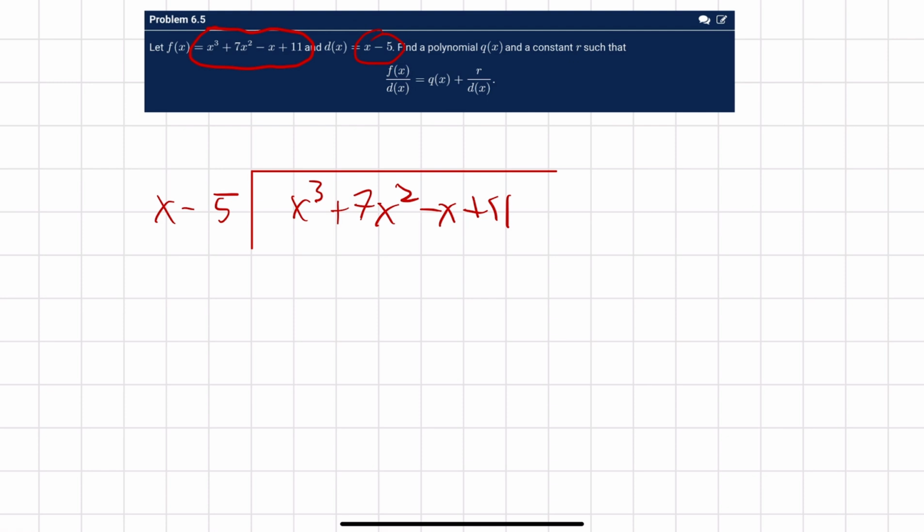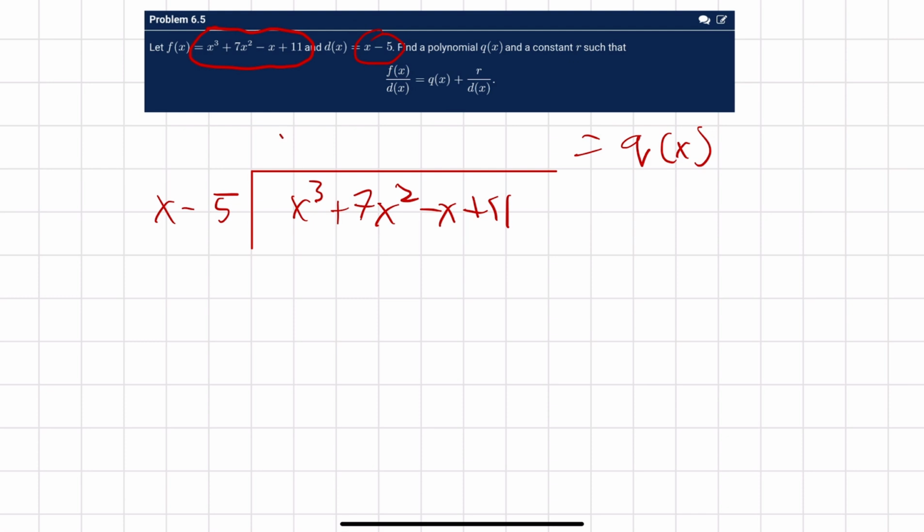Now, because the degree of f(x) is 3 and the degree of d(x) is 1, and the quotient q(x) will be multiplied with x minus 5 to get f(x), the leading term of q(x) has to be x squared. Why? Because the leading term of f(x) is x cubed, the leading term of d(x) is x, and if you divide these two, the leading term of q(x) must be x squared, because x squared times x is x cubed.